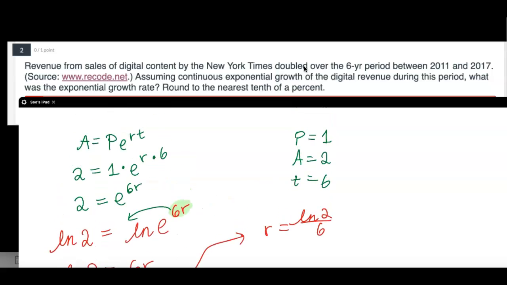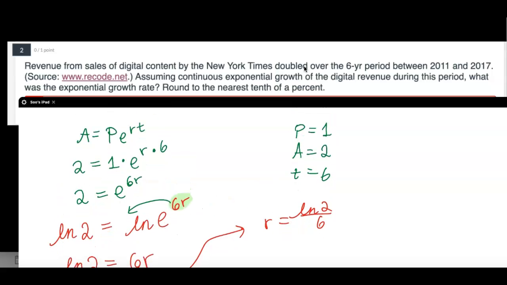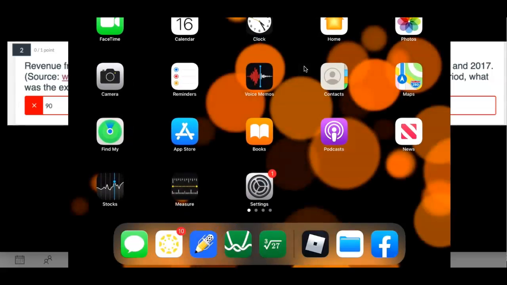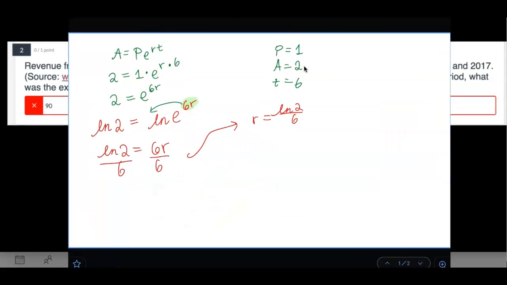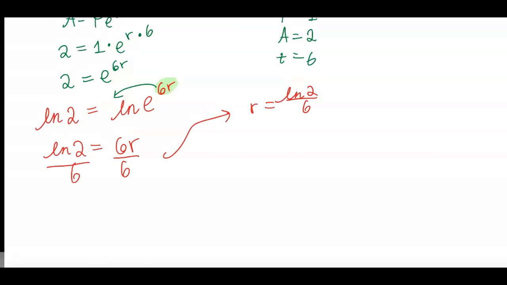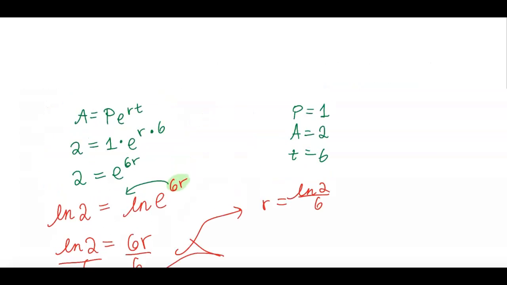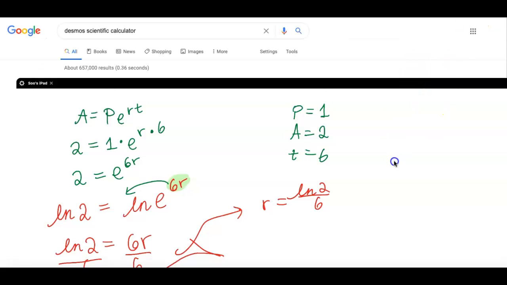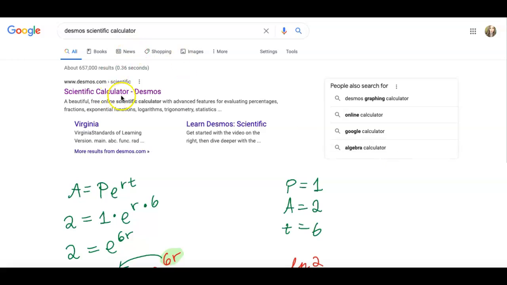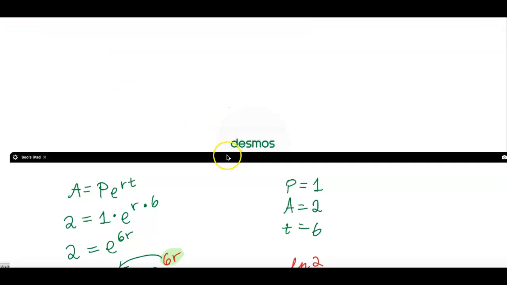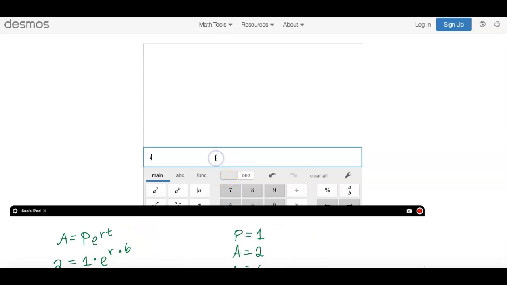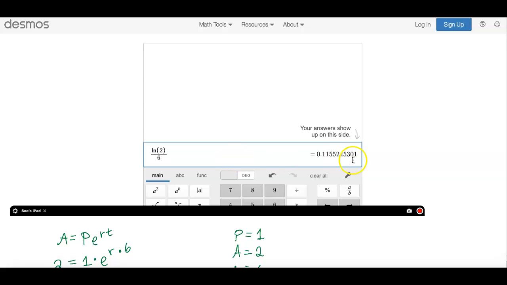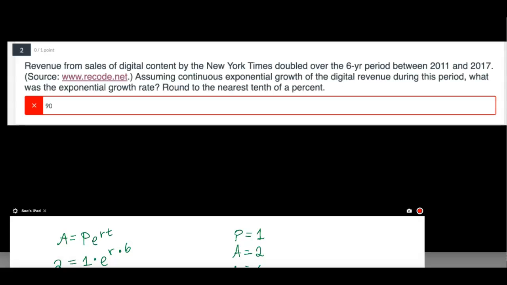So I'm going to come out of this screen and go to my scientific calculator. I don't think I have one, so let me go and find it online. Desmos scientific calculator. Natural log of 2 divided by 6. And this is what we talked about in class: we need to make sure that we close that parenthesis before dividing by 6. It is 0.1155.